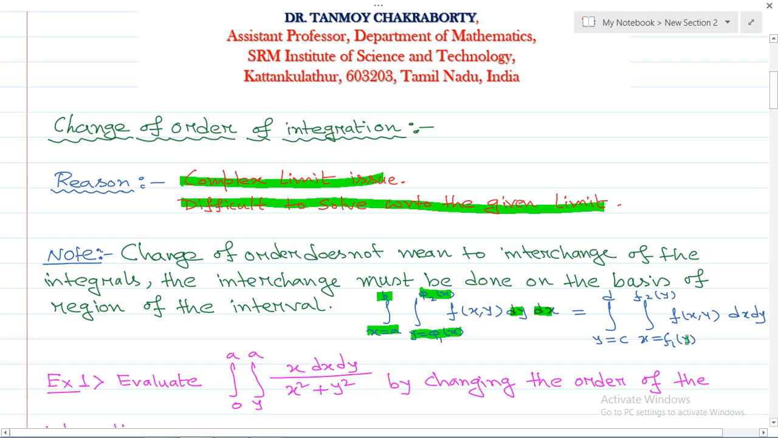will now become the variable limit, a function of y, and y will become constant, and the integration also will change its order. First with respect to x we have to integrate, then with respect to y. So it means we have to change the order of the integration, the order in which we are performing it, for the sake of simplicity or to avoid the complexity of the problem.